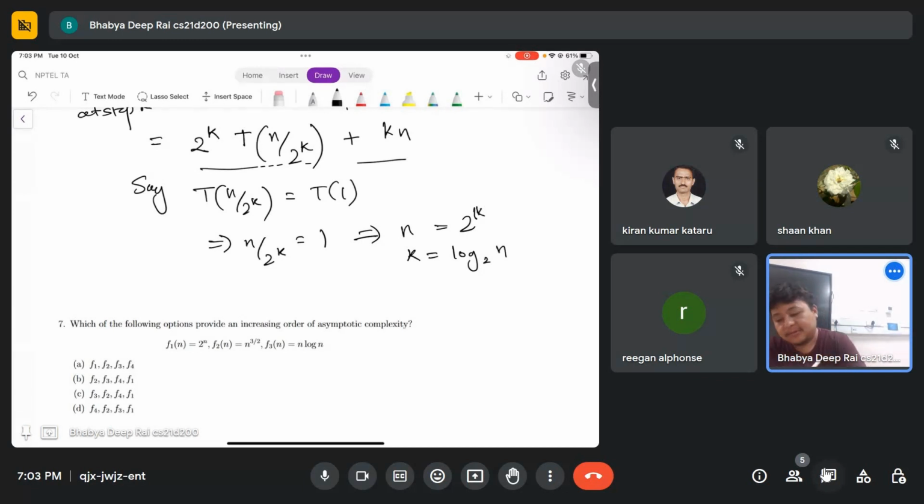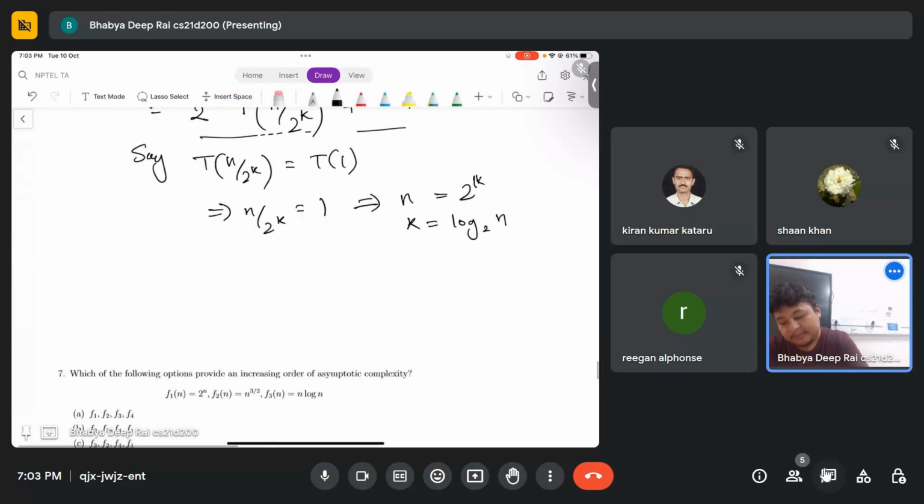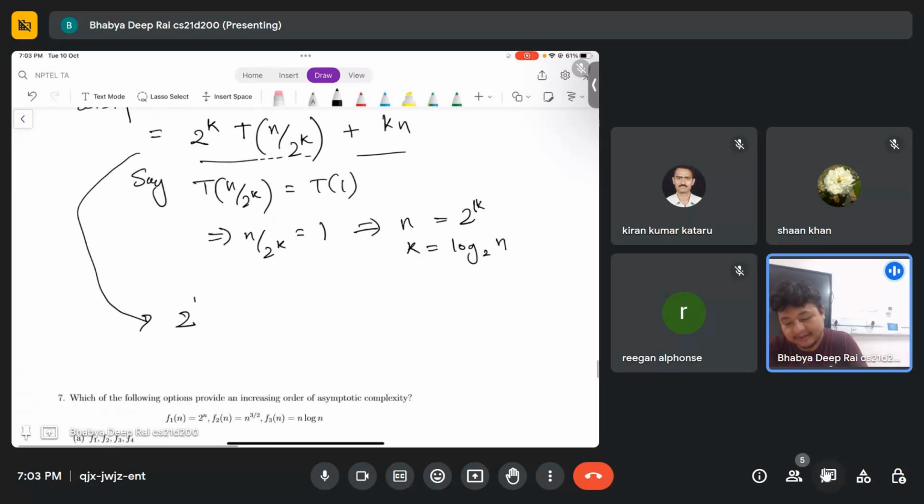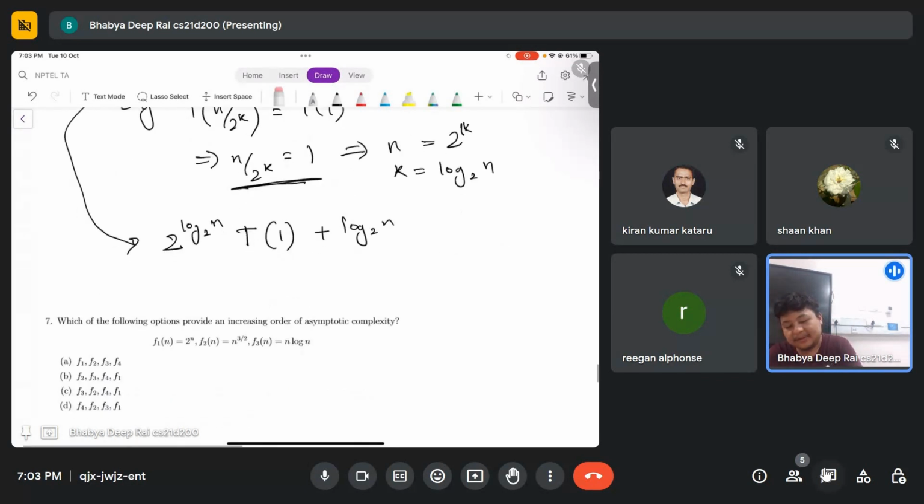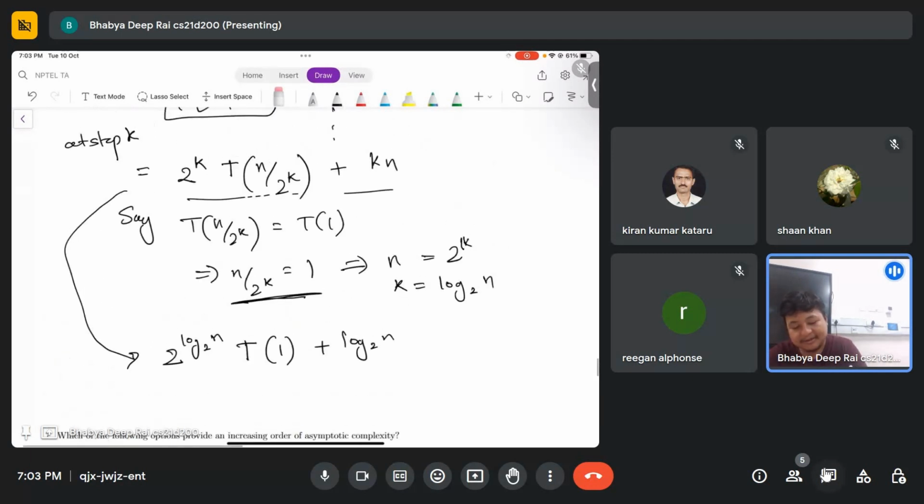So what do you have here? You get 2 to the power k, which is nothing but 2 to the log base 2 n, times T of n by 2 to the k, which is nothing but T of 1, plus kn. What is k? Log base 2 n. So kn is n log n.